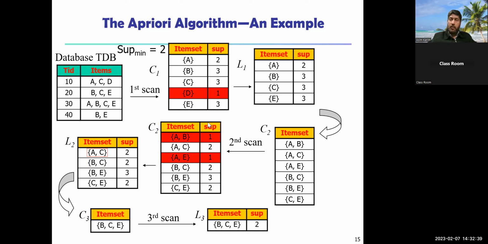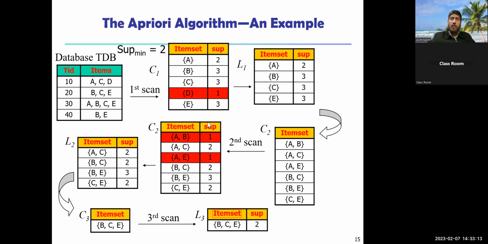तो हमारे पास AC है और BC है, ठीक है. So AC और BC, A इसमें मैच नहीं कर रहा, तो इसका मतलब ये हम कुछ नहीं कर सकते. BC और BE में B मैच कर रहा है, तो we can generate BCE from here, ठीक है. And then there's no other that we can do. So we get only one candidate three item set, BCE.